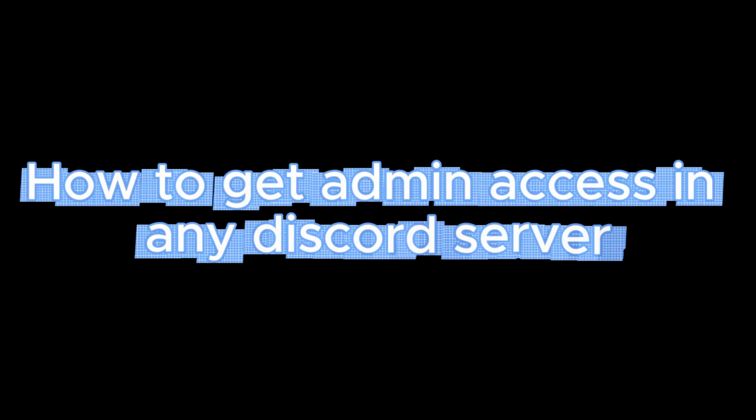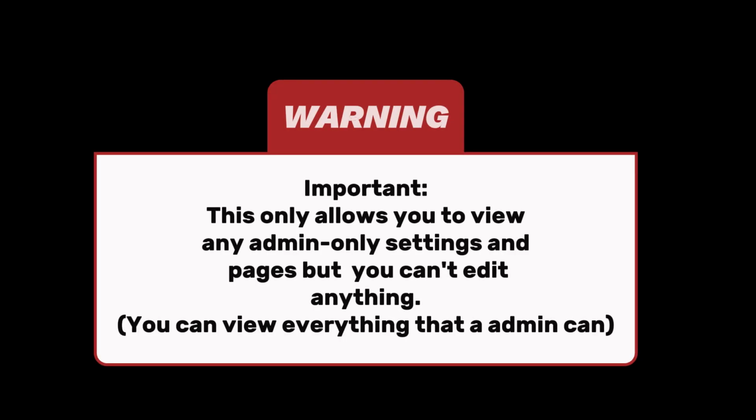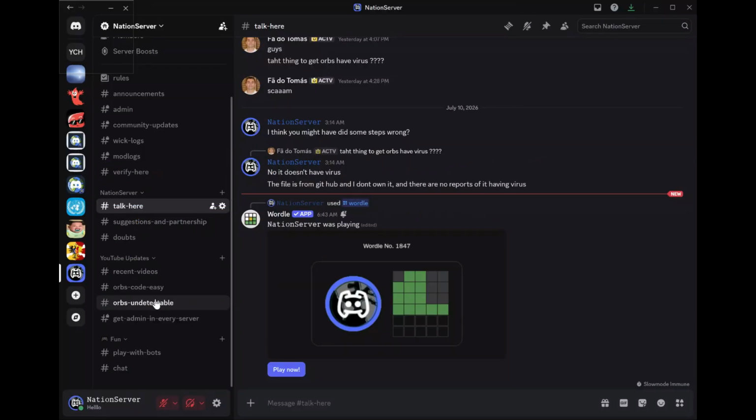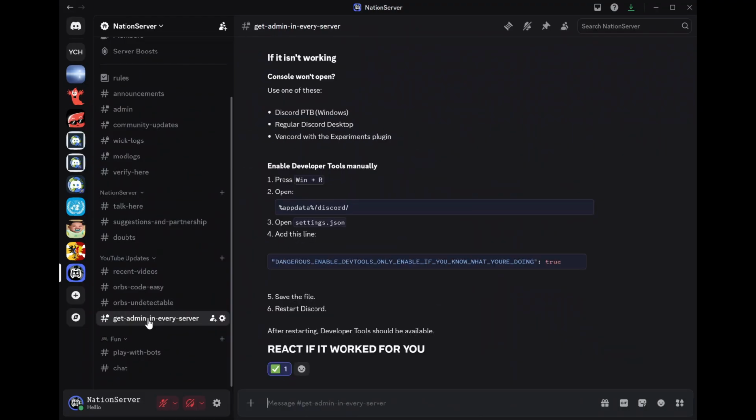Today, I'll show you how to get admin access in any Discord server. This is one of the easiest methods. First, join my Discord server to grab the scripts. Once you're in, open the Get Admin in any server channel.